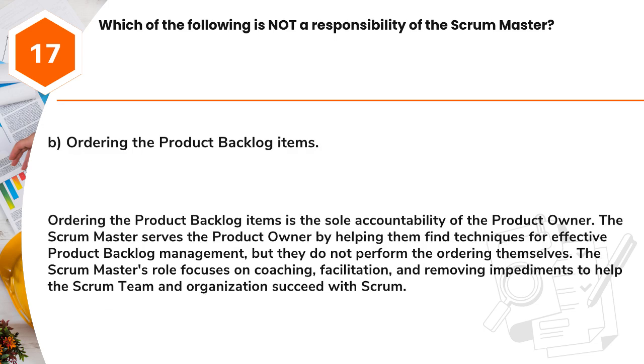Answer: B. Ordering the product backlog items. Ordering the product backlog items is the sole accountability of the product owner. The Scrum Master serves the product owner by helping them find techniques for effective product backlog management, but they do not perform the ordering themselves. The Scrum Master's role focuses on coaching, facilitation, and removing impediments to help the Scrum team and organization succeed with Scrum.